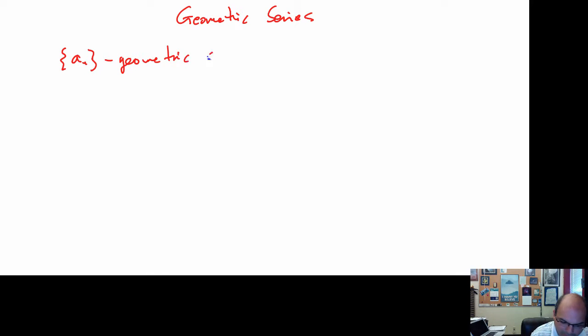So let's take a look at geometric series. What we have is a geometric sequence, a sub n, and what exactly does that mean? Well, it means that a sub n is equal to a times r to the n minus 1. Okay, so that's the definition of a geometric sequence.